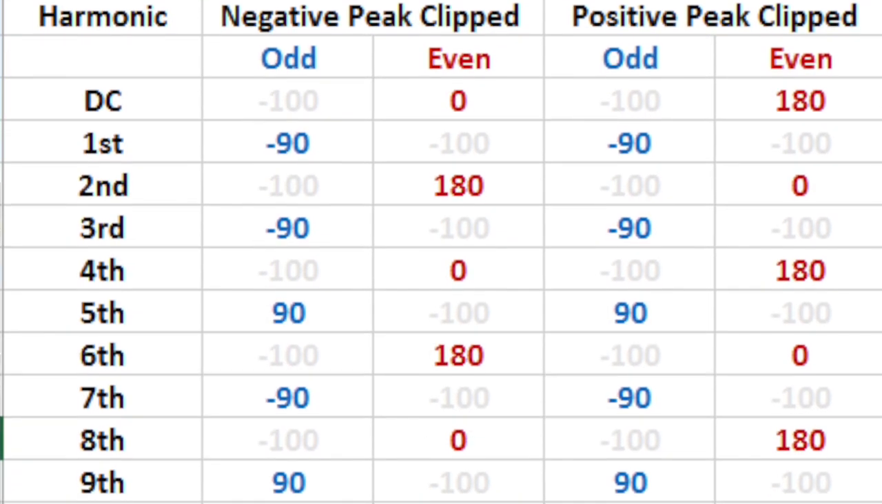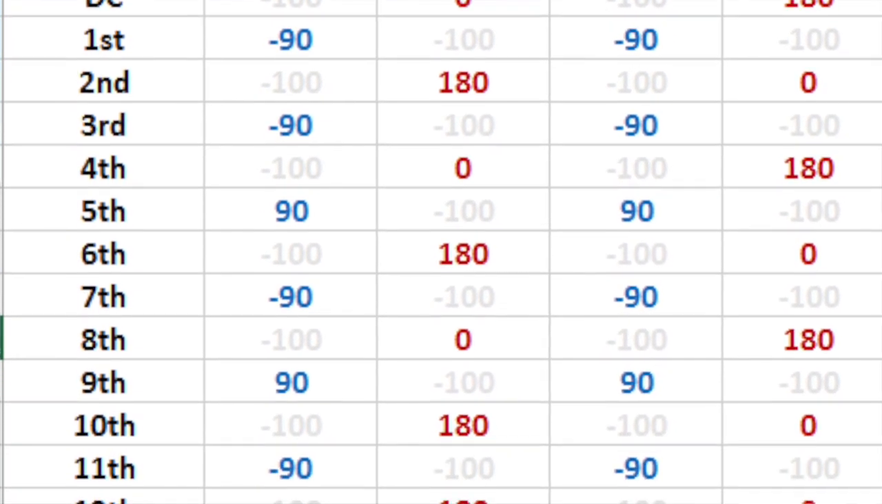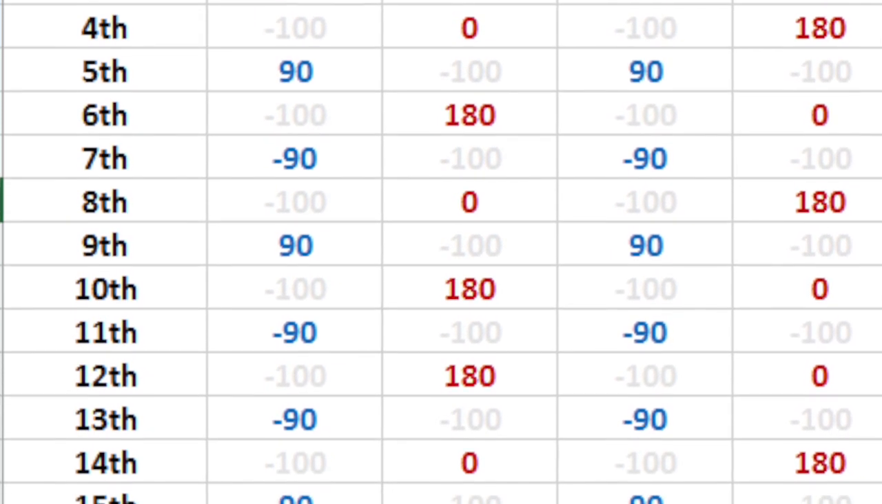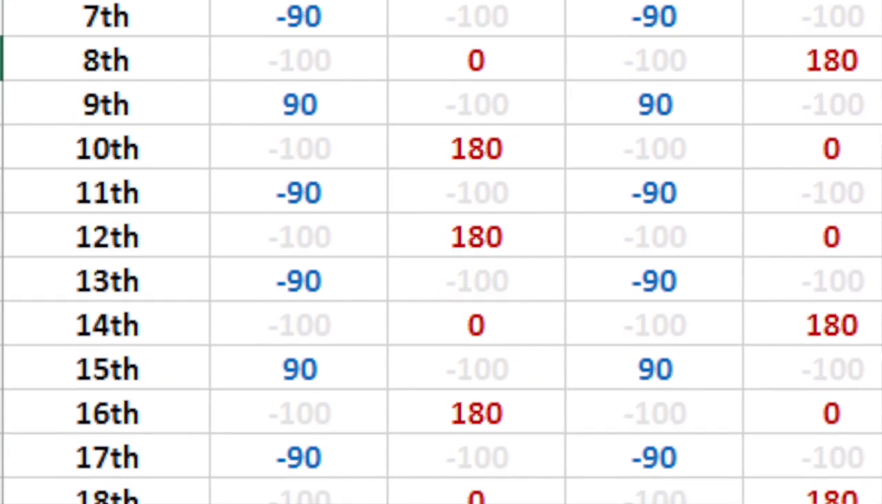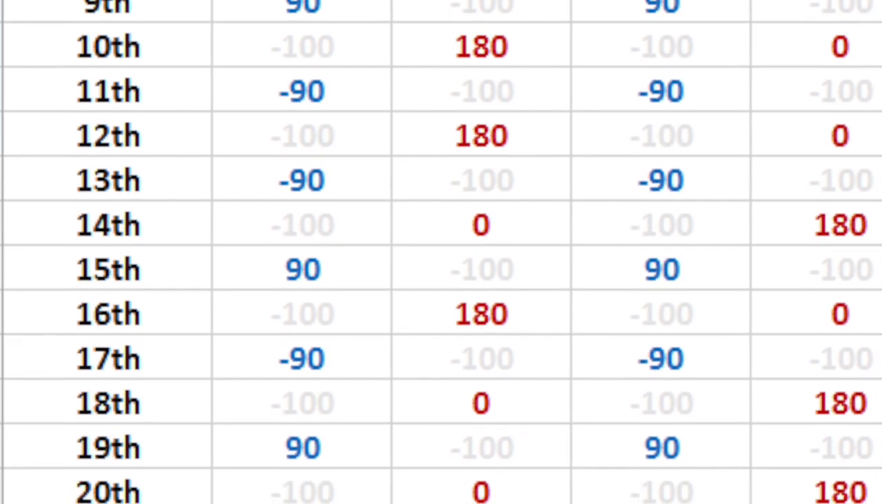So when you do an FFT, the phase is relative to a cosine wave. That's why if you look at some of my examples, you'll see these minus 90 degree phases in there. Minus 90 degrees means it's a sine wave.